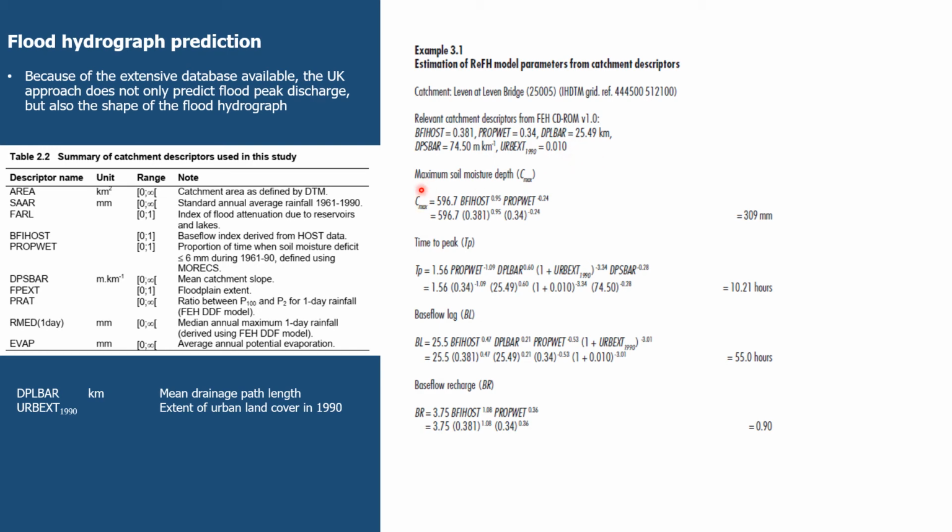From that, we can predict the maximum soil moisture depth using this equation, 309 millimetres, the time to peak of the hydrograph that we're designing. Again, use this quite complicated equation. The answer is 10.2 hours. Base flow lag, put numbers into the equation, we get 55 hours. Base flow recharge coefficient, put numbers in there, we get an answer of 0.9. So this is all based on very detailed and extensive analyses that have been done by other people, which is always nice.